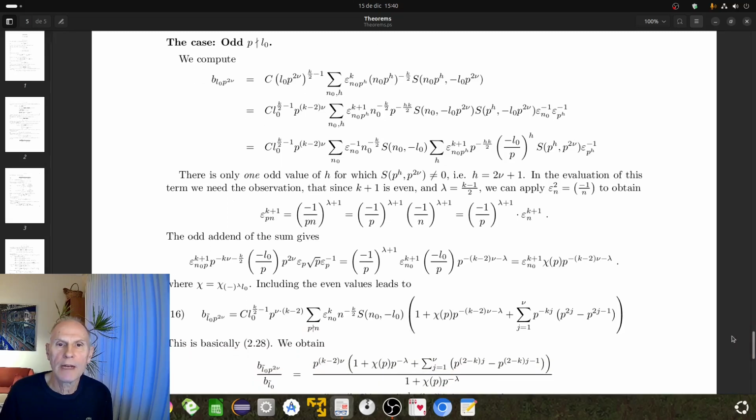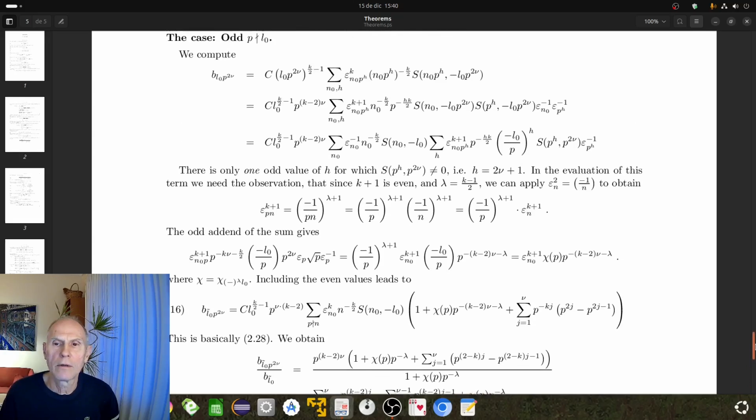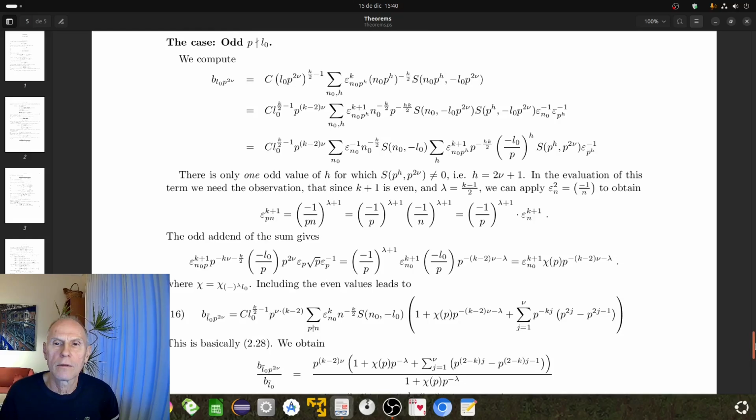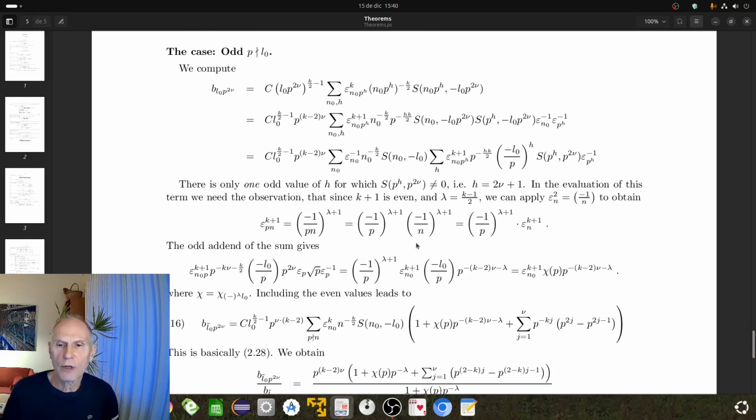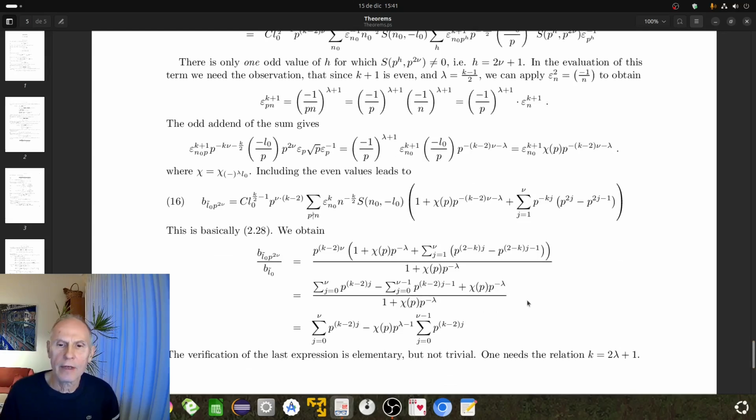The case where p fails to divide L naught is actually a little more complicated, but it's basically the same. We need this formula that is also explained in the book. I think it should be derived using this formula and not going through all 4 combinations of p and n modulo 4 as he writes in the book. So I like this better. And then we end up with this.